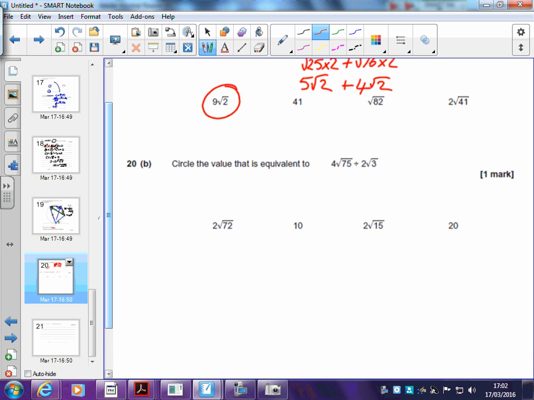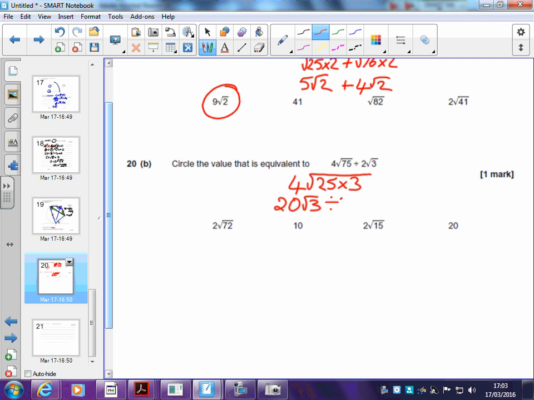Circle the value that's equivalent to 4 root 75 plus 2 root 3 divided by 2 root 3. Similar sort of question. We want to simplify the surds and then see if we can divide. So 4 root 75. That root 75 I want to split into two numbers. Same thing, one of them's a square number. So I'm going to do 25 times 3. 25 being my square number, I can take it outside of the square root sign and square root it, so I get 5. So I get 4 times 5, which is 20 root 3.